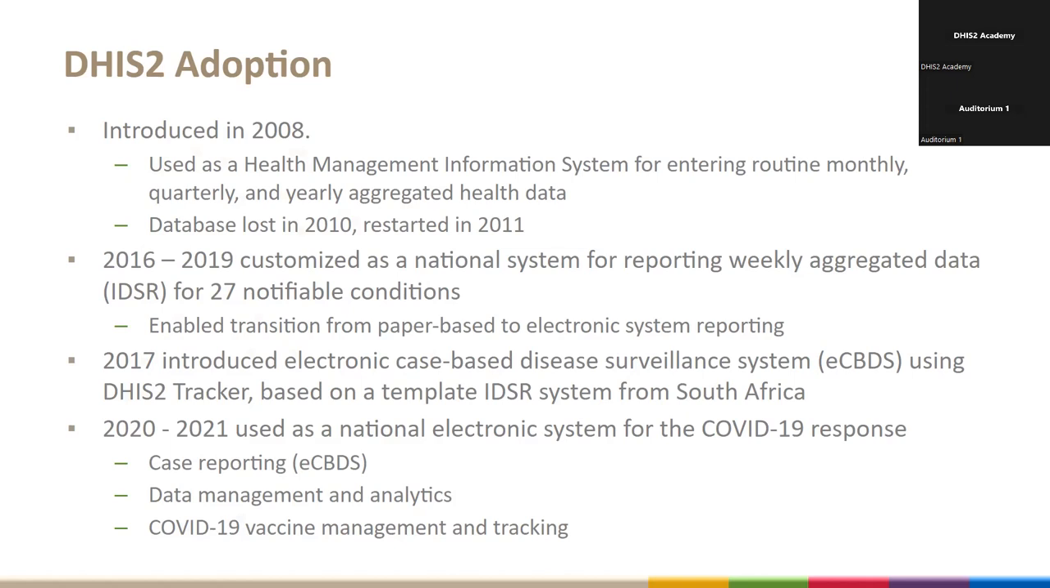So in 2016 to 2019, through a cooperative agreement with mHealth, working in collaboration with other partners inside the country as well, we customized the national system for reporting weekly aggregated data for about 27 notifiable conditions. And that enabled transition from paper-based system to electronic reporting. This became foundational for us to begin implementing a case-based disease surveillance system.